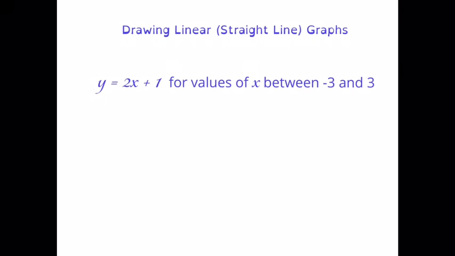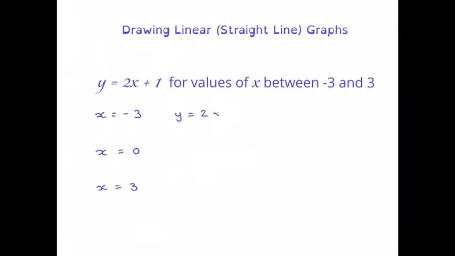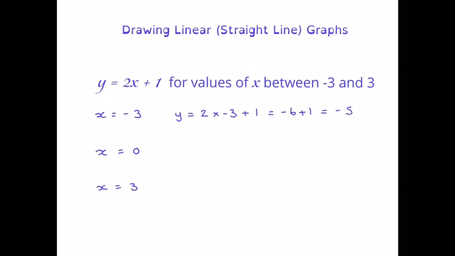So we're going to draw the graph of y equals 2x plus 1 for values of x between -3 and 3. I'm going to use x equals -3, x equals 0 and x equals 3 as the values to put into the equation. So starting with x equals -3, put -3 in the place of x in the equation. So y equals 2 times -3 plus 1, which gives us -6 plus 1, which equals -5. So my first coordinate is -3, -5.